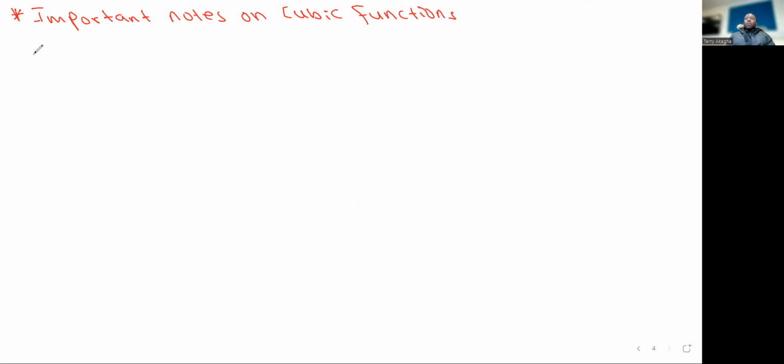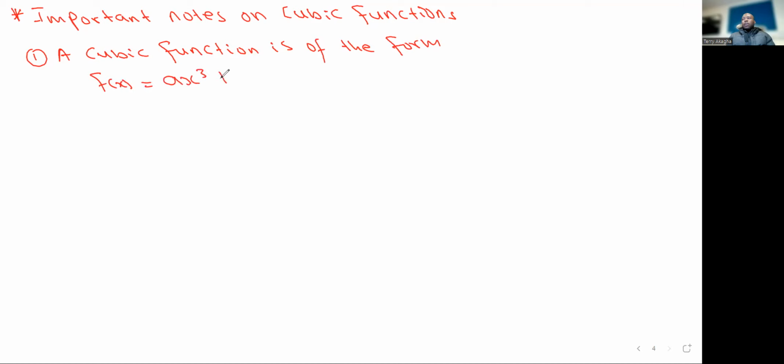Okay. The first one is that a cubic function is always in the form of ax cubed plus bx squared plus cx plus d. I've said this before, but I'm just going to write it here just to reiterate it so that you won't forget. So a cubic function is of the form f of x is equal to ax cubed plus bx squared plus cx plus d.